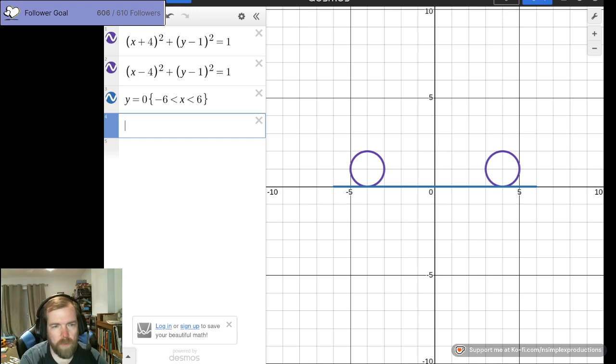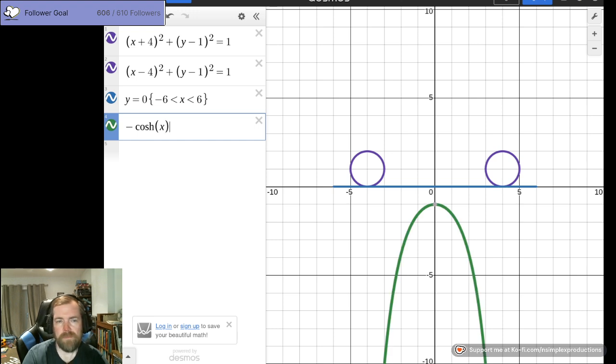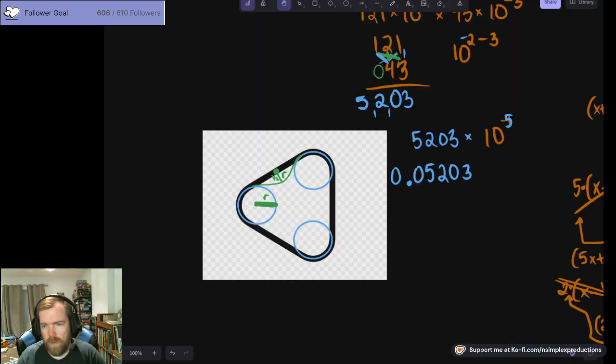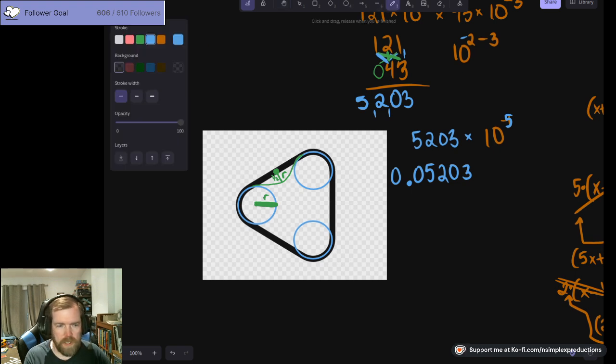So I was like, okay, we can do something like a cosh function. This is the hyperbolic cosine function, which looks like e to the x plus e to the negative x all over 2.